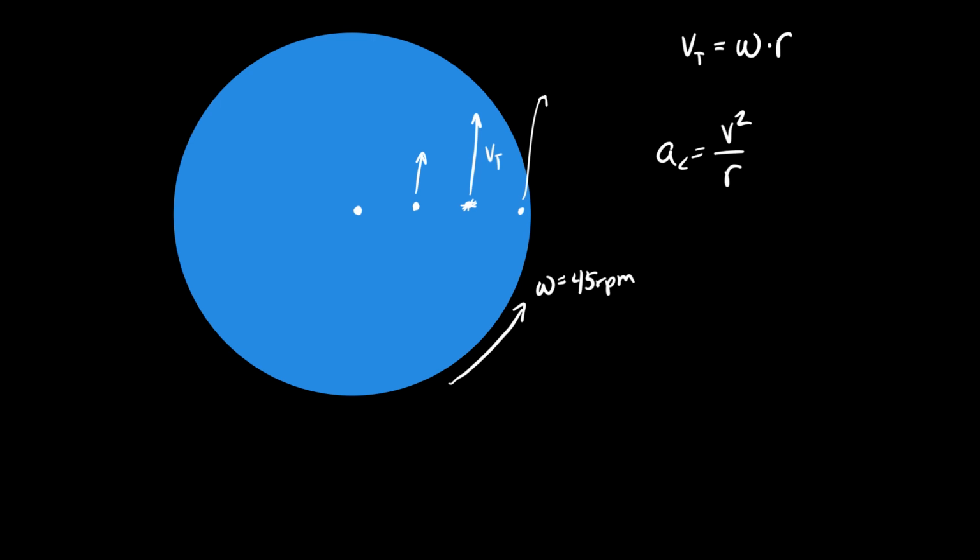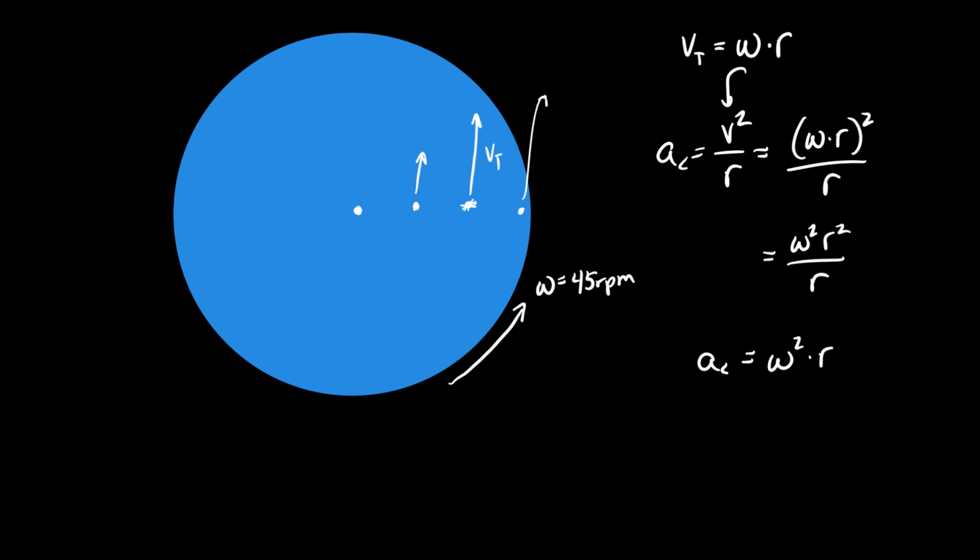But if I do some substitution, I can write this as (omega times r) squared over r. And if I take that 2 and put it inside, I'll get omega squared r squared divided by r. And do you notice how one of the r's cancels out? So I'll get that the centripetal acceleration is equal to omega squared times r.